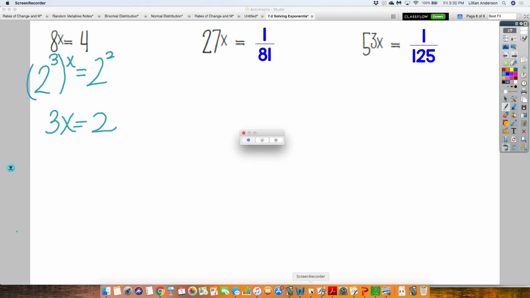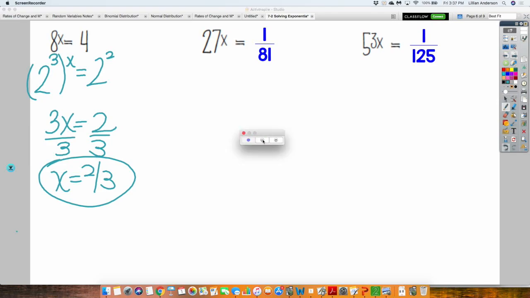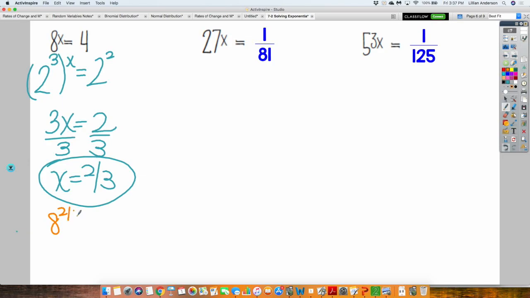Yeah, they cancel out. Yes, you can do this, I promise. Then you just solve. You divide by 3, x equals 2/3. Let's check it. So when you go back in and you check, you have 8 to the 2/3 equals 4. Now, I didn't do a foldable on this. This is where I'm teaching this concept. You have a fraction in your exponent. Okay? You have a fraction in your exponent. It's okay. You can do this.